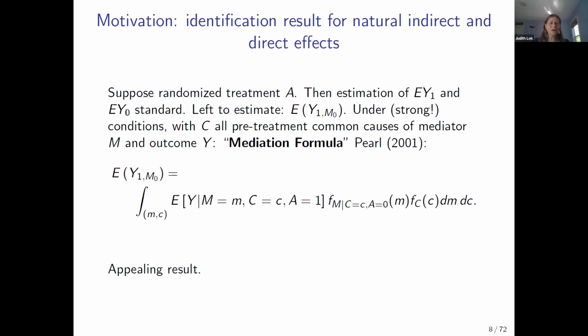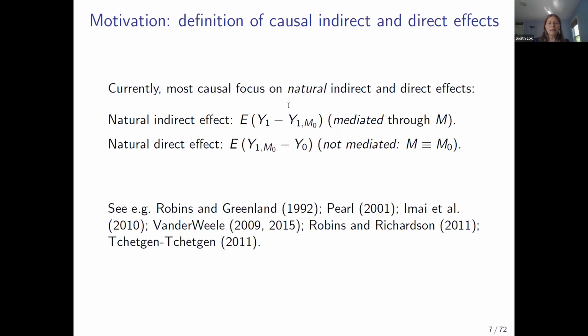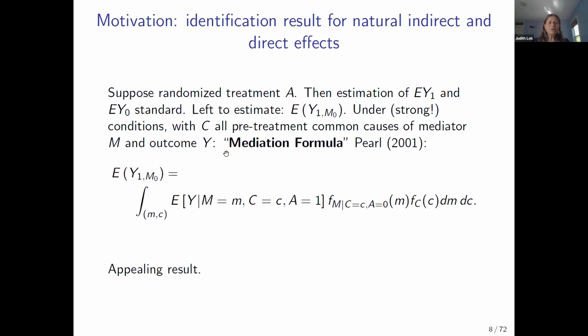But in a randomized trial, that's easy. So the other ingredient in the natural direct and indirect effect is the expectation of this term here, and this term here. For that, there is the mediation formula, and we need the expectation of the outcome under treatment with the mediator set to its value without treatment.